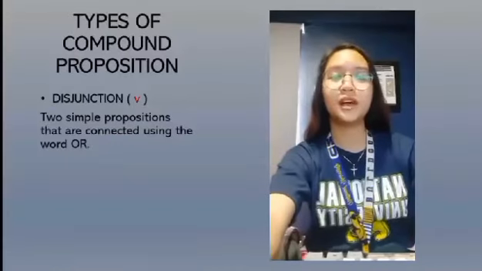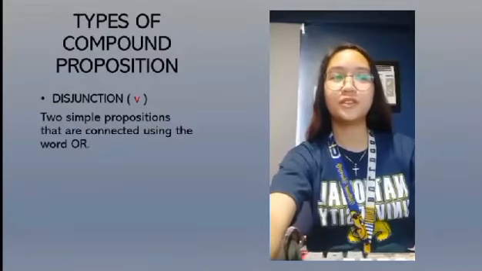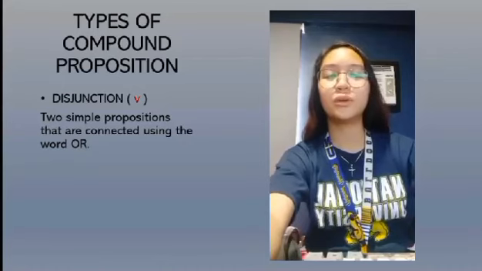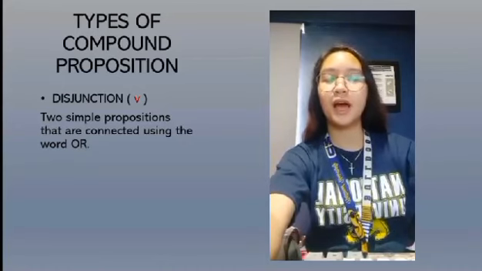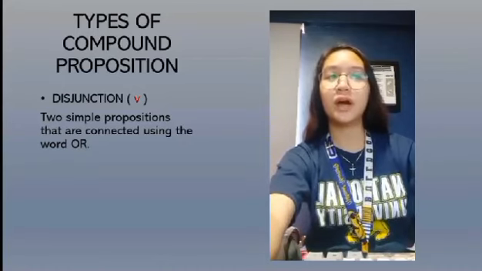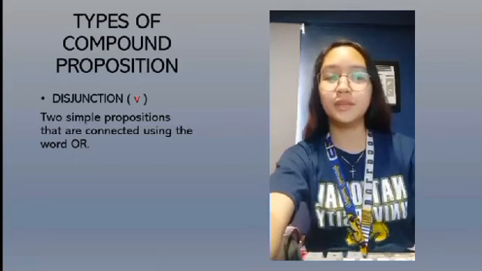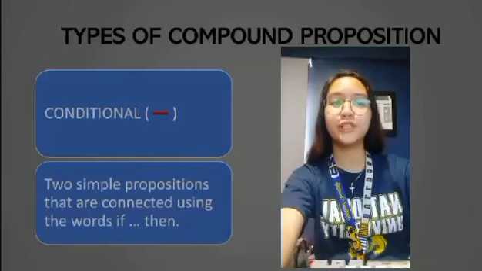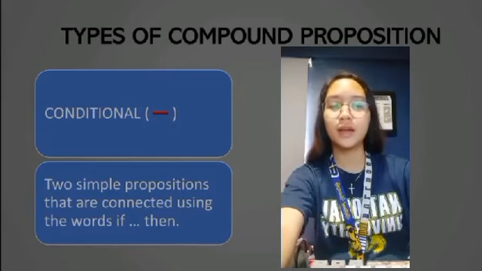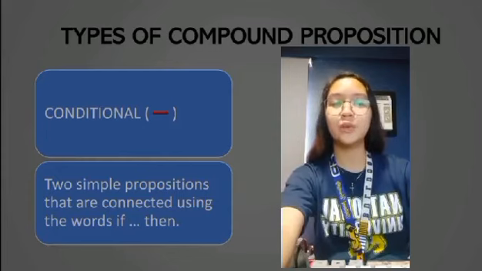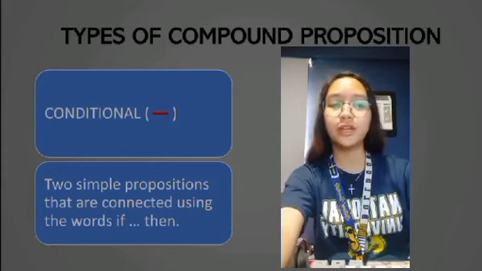Number 2, disjunction: two simple propositions that are connected using the word or. Example, I will pay the whole bill or I will get a PhilHealth subsidy. Number 3, conditional: two simple propositions that are connected using the words if and then. Example, if the company is not granted a franchise, then they will not be allowed to air on free TV.